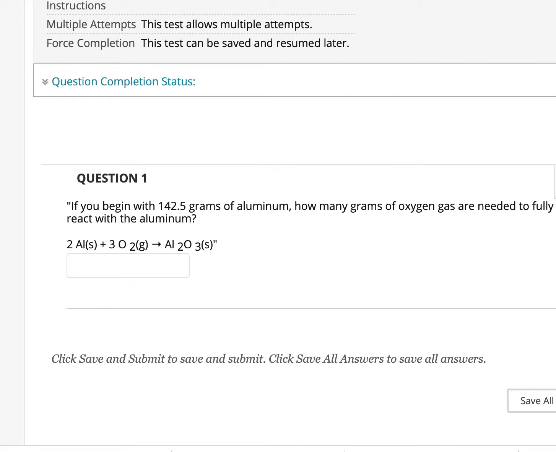142.5 grams of aluminum. How many grams of oxygen gas are needed? So let me write this down. 142.5 grams of aluminum. And my reaction is 2 aluminum solids plus 3 oxygens goes to aluminum oxide solid. And my question is, how many grams of oxygen gas are needed?